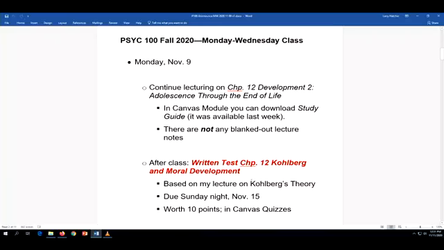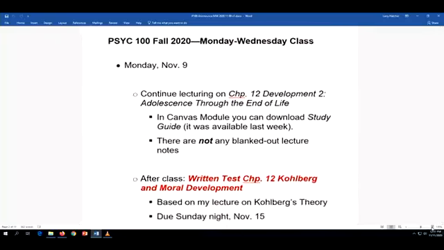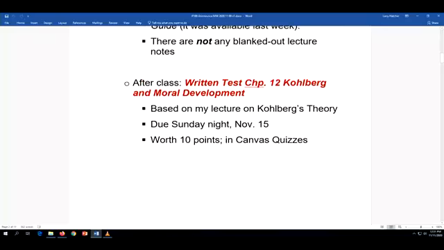Also on Monday, I reminded the class that there's a written test available for you to complete at your leisure, more or less: a written test on Chapter 12, Kohlberg and Moral Development. It's based on my lecture on Kohlberg's theory. Some of you have likely already completed it. You open it up, and among other things, you'll read a description of a person who's facing a moral dilemma. You'll read about how he resolved that moral dilemma and what his reasoning was.